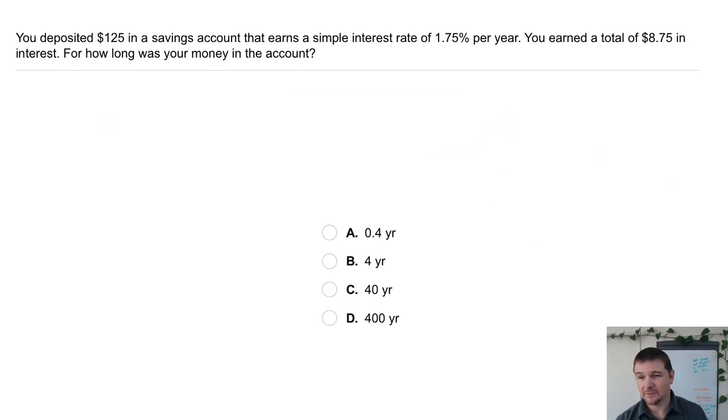Your turn. And our last problem of this presentation: you deposited $125 in a savings account that earns a simple interest rate of 1.75% per year. You earned a total of $8.75 in interest. For how long was your money in the account? Be careful, in this problem, you actually know I, the value of I, the interest. What you don't know is how long your money was in the account.